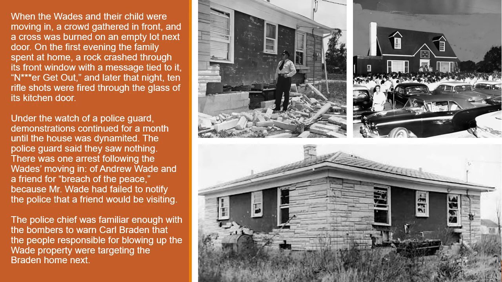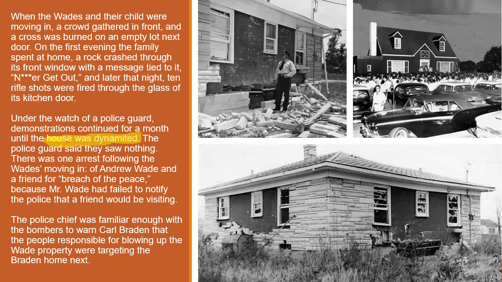When the Wades and their children were moving in, a crowd gathered in front and a cross was burned on an empty lot next door. On the first evening the family spent at home, a rock crashed through its front window with a message tied to it, "Nigger, get out." And later that night 10 rifle shots were fired through the glass of its kitchen door. Under the watch of a police guard, demonstrations continued for a month until the house was dynamited. So you can see images of the house being inspected by an officer on the top left after it was dynamited. The police guard said they saw nothing.